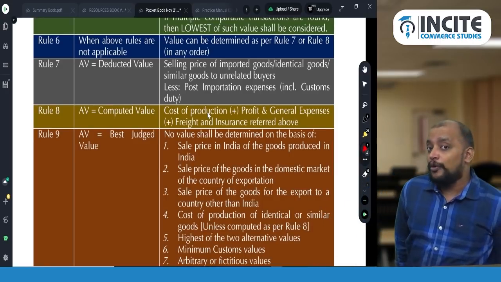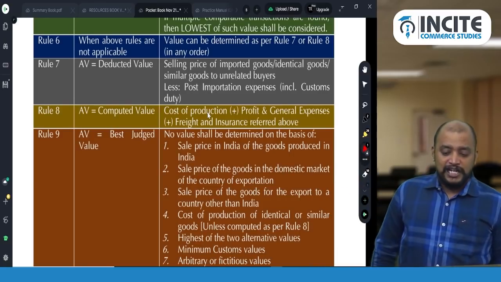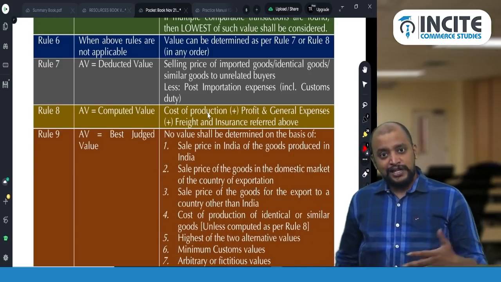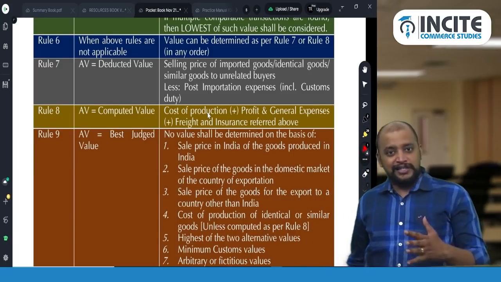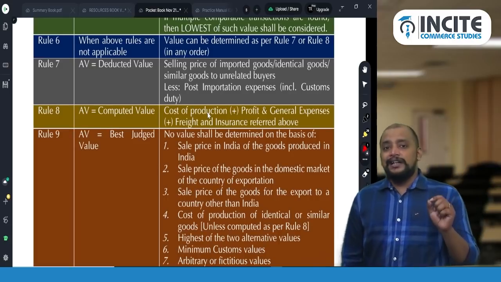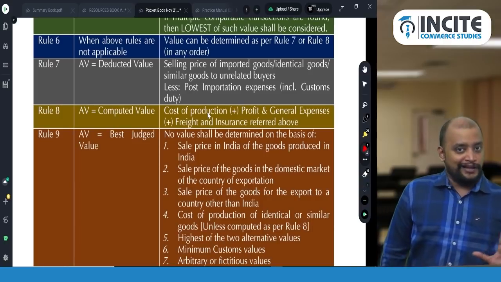It may come in FOB, but don't take it in the general expenses. Plus freight and insurance referred above. So whatever freight and insurance, actual or ascertainable, that we will take. So this is how we arrive at the computed value method. A little bit critical. So definitely you need to solve one question on computed value method before you go for exams.